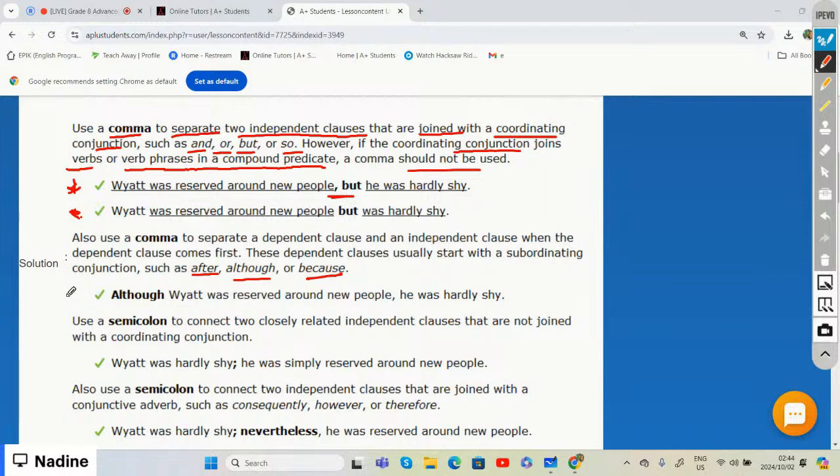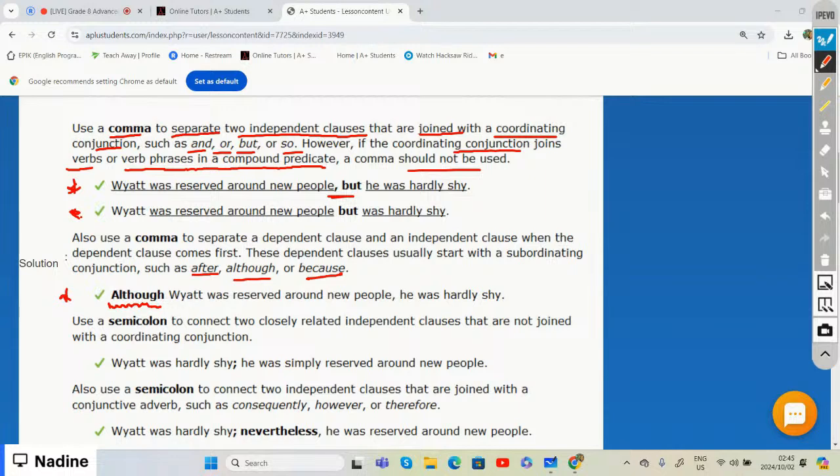All right. And if we look at an example, it says, although, which starts with a subordinating conjunction: Although Wyatt was reserved around new people, he was hardly shy. Right? So that is an example of how we can use commas with a dependent clause as well as an independent clause, by using a subordinating conjunction.